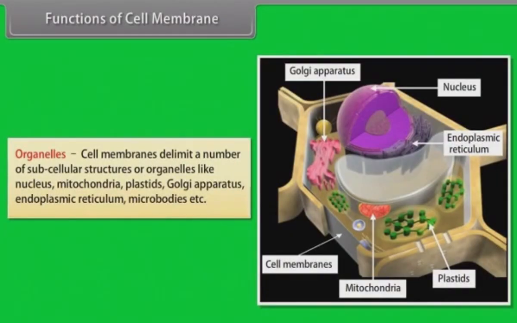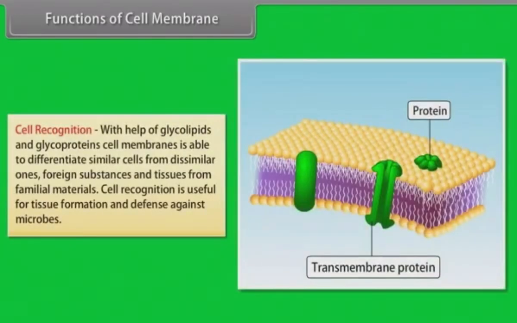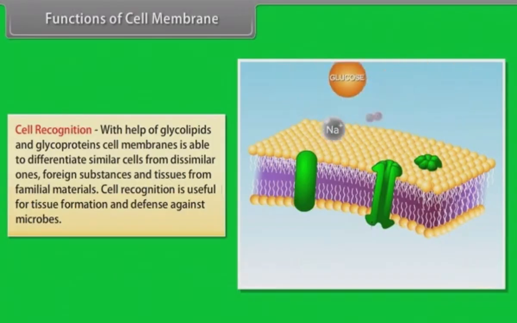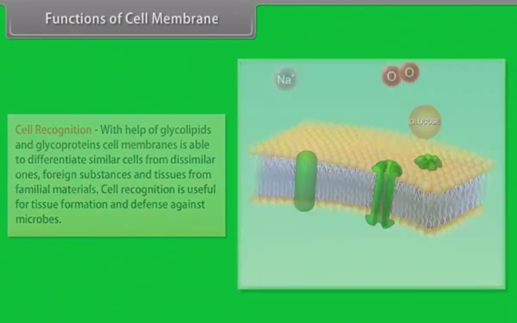Organelles. Cell membranes delimit a number of subcellular structures or organelles like nucleus, mitochondria, plastids, Golgi apparatus, endoplasmic reticulum, microbodies, etc. Cell recognition. With the help of glycolipids and glycoproteins, the cell membrane is able to differentiate similar cells from dissimilar ones, foreign substances and tissues from familial materials. Cell recognition is useful for tissue formation and defense against microbes.